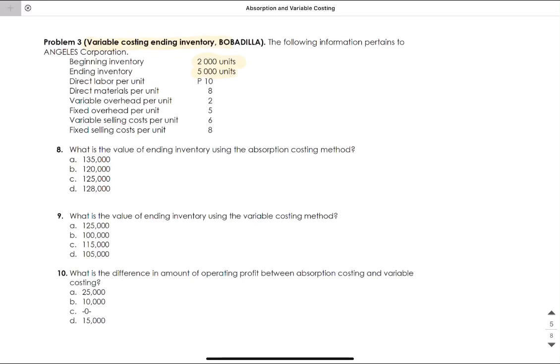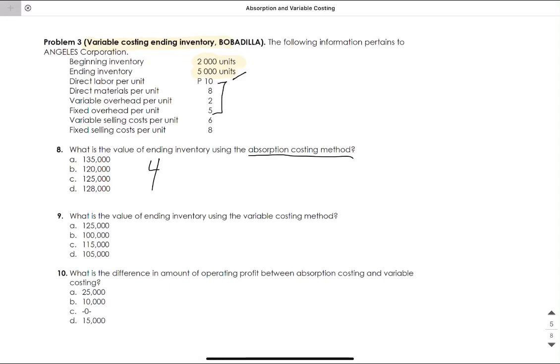What is the value of ending inventory using the absorption costing method? The ending inventory in units totaled 5,000, but we need the balance or the value. How do we compute for the value of this ending inventory under absorption costing method? We have to apply the concept of the components of product cost. Under absorption costing method, there are 4 components. These 4.